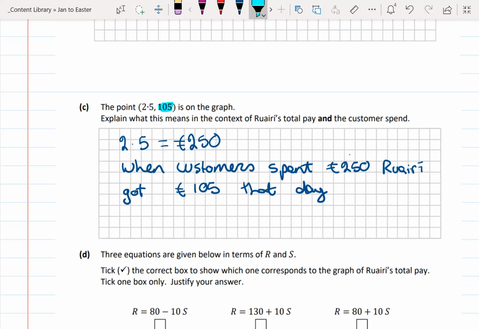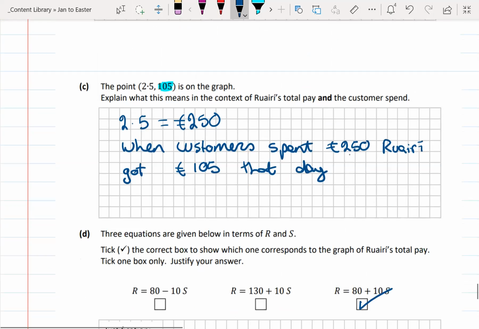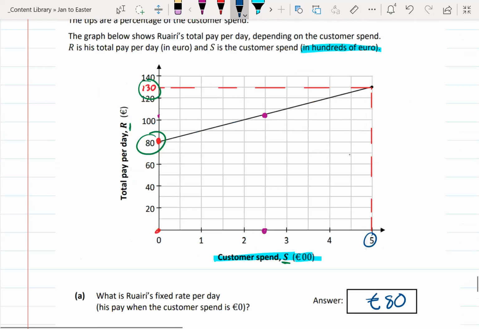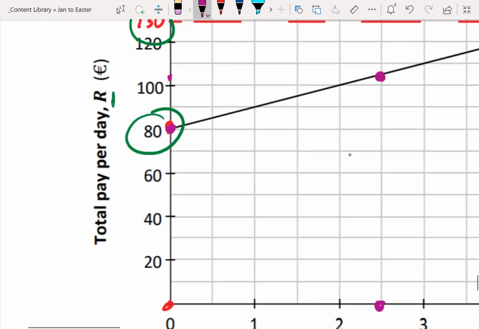Now we have equations here below. We have to put a tick in the correct one, and the one I'm going to pick is this one. I'm going to explain now. Let's not forget, this is the y-axis and this is the x-axis, and where does it start? It starts at 80, so that's our starting point. Our slope, that line there, is a slope of 10, because let's zoom in here a little bit. If you remember the rise over the run, that's the run. So that's 1 unit. I'm reading that from down here, 1 unit.